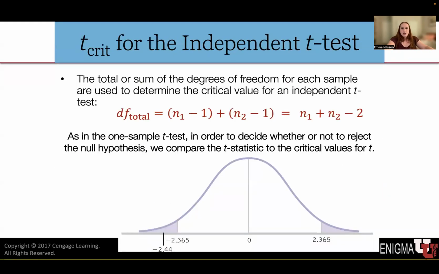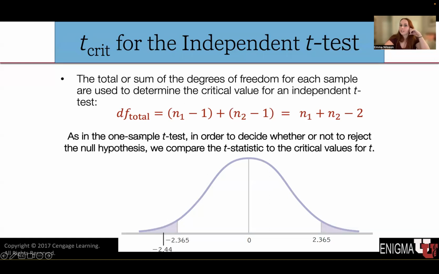Okay. Before we do an example, let's go over how we find the t-critical values for our independent t-test. As you may remember from the last lecture, degrees of freedom is a very important factor when we're trying to find t-critical values. And here, because we have two different samples that we're looking at, we're going to add their degrees of freedom together. So you're going to take the degrees of freedom from sample 1 and add it to the degrees of freedom for sample 2, which if you distribute this out, is just going to be the two sample sizes added together minus 2 instead of minus 1.